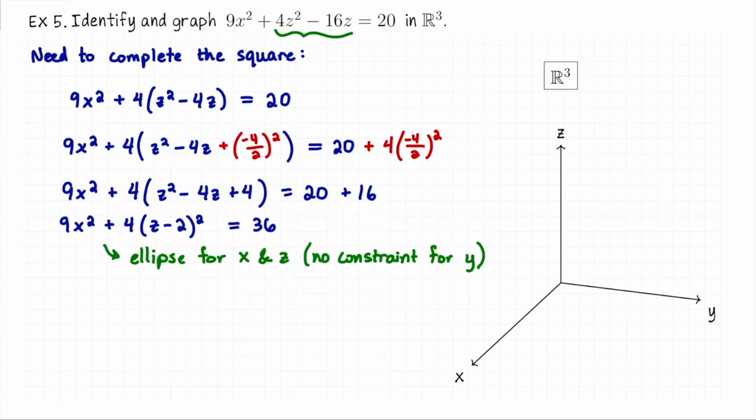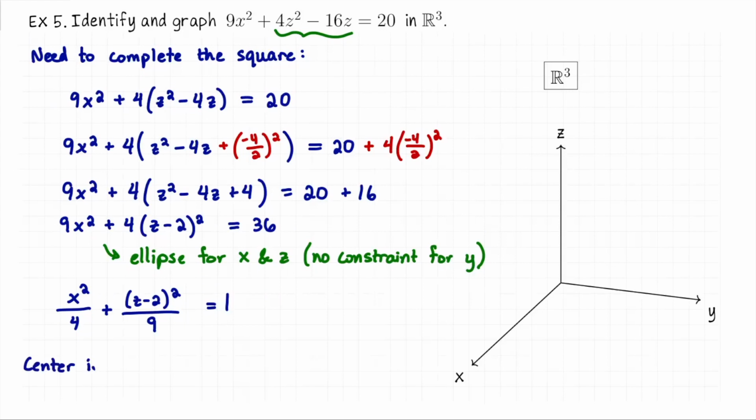You could put this in the more standard form for an ellipse where we divide both sides by 36 to have 1 on the right-hand side. If I do that, then I would write this as x squared divided by 4 plus z minus 2 squared divided by 9 equals 1. Okay, let's work in the xz plane. And then once we've established what the ellipse looks like in the xz plane, we'll stretch it along the y-axis to create an elliptical cylinder.